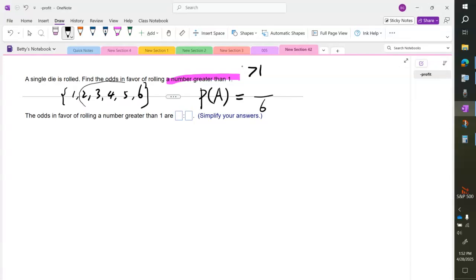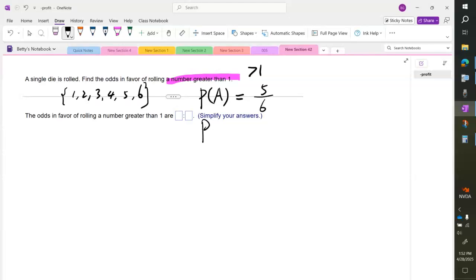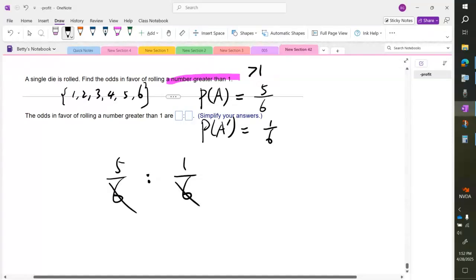Numerator, how many of them are greater than 1? Roll a number greater than 1. 5 of them are greater than 1, right? So the numerator is 5. So P of A is 5 over 6. Then its complement is going to be 1 over 6 because the two probabilities need to add up to 1, right? Okay. Then what's the odds in favor of rolling a number greater than 1? Then that would be 5 over 6 to 1 over 6. We can get rid of the denominators if they have the same denominators.